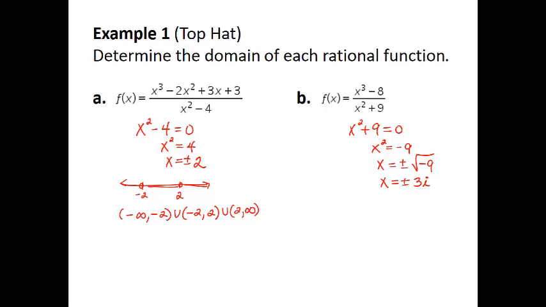Because the only zeros occur at imaginary numbers, that tells us that there are no restrictions from the set of real numbers, and so the domain is negative infinity to infinity, or all real numbers for that problem.